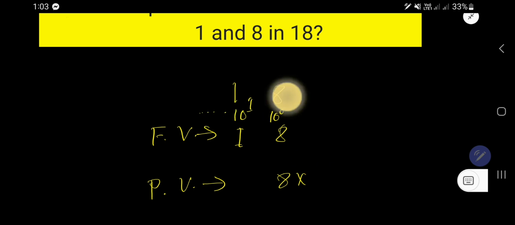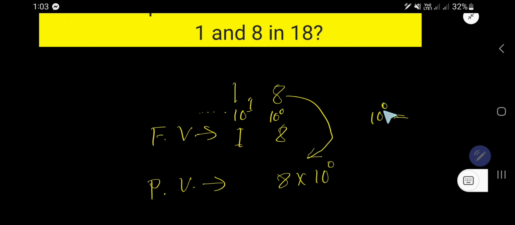So the place value of 8 will be like this. Just multiply this 8 by the position, 10 to the power 0. 10 to the power 0 means after 1, you will not have any 0. That is 1. 8 times 1 is 8. The place value of 8 is 8.